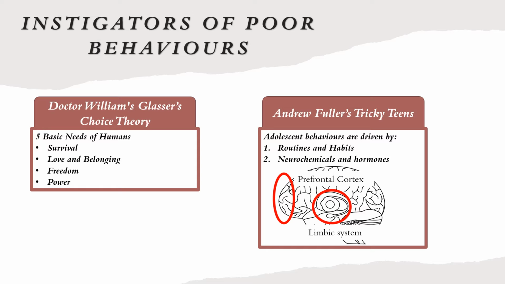This is attributed to how the adolescent brain functions. Research depicts that cognitive processing in teens primarily occurs within the limbic system, therefore defining that the outbursts from teenagers are attributed to their desire to fulfill their basic needs. Andrew Fuller links the contributors of bad behaviours within our students down to 2 aspects, the first being routines and habits, the second being neurochemicals and hormones.